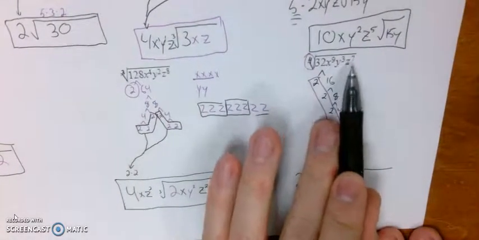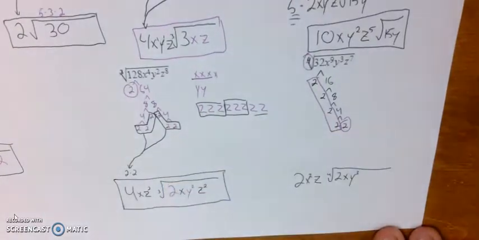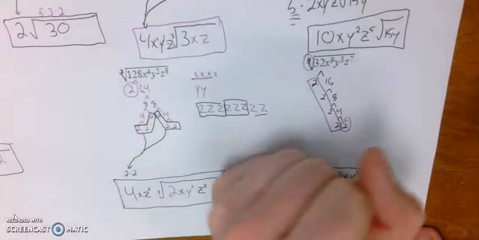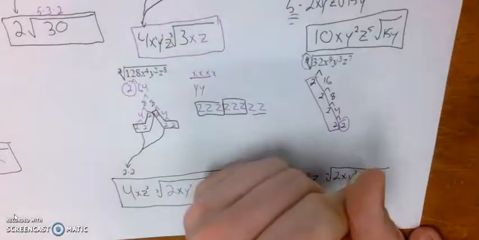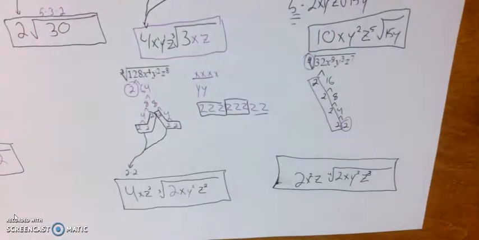Here, if I have 7 z's, I have enough to make one group of 4. That accounts for 4 of the z's, but then I'd have 3 of them left over. That's a 3 right there. And that right there would be my final result.